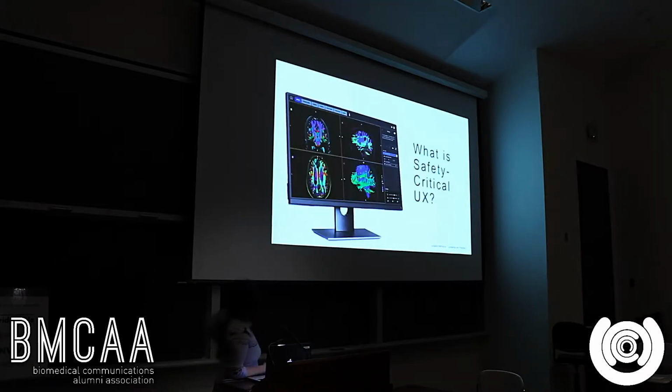So having given this context, I guess I'm going to talk a bit about safety critical UX and talk about doing UX for these kind of products. So what is safety critical?